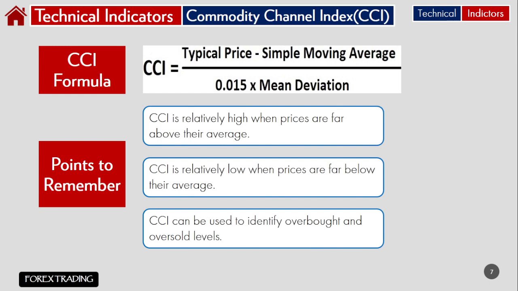Okay, now let's see its formula. Basically this is the formula from which the Commodity Channel Index value is derived. You can see typical price minus simple moving average divided by 0.015 multiplied by mean deviation. This is only for your information. You don't have to actually calculate this in your trading platform. Everything is calculated. There are some points to remember. CCI is relatively high when prices are far above their average, and CCI is low when prices are below their average. And CCI can be used to identify overbought and oversold levels, as I discussed in the previous slide.